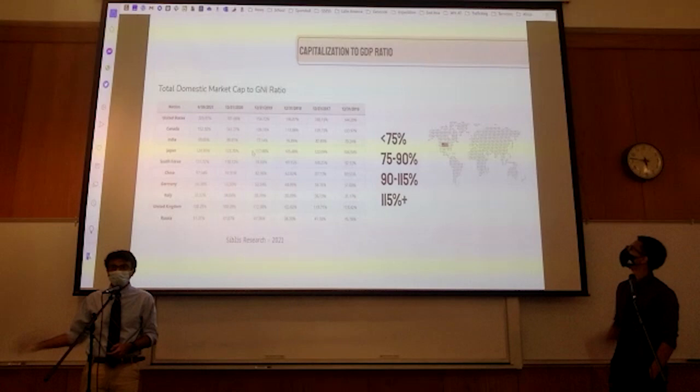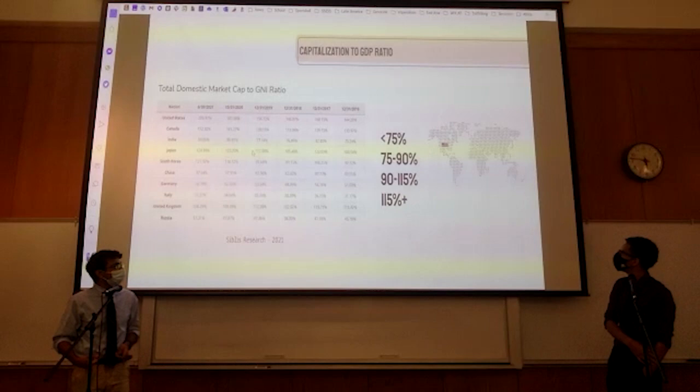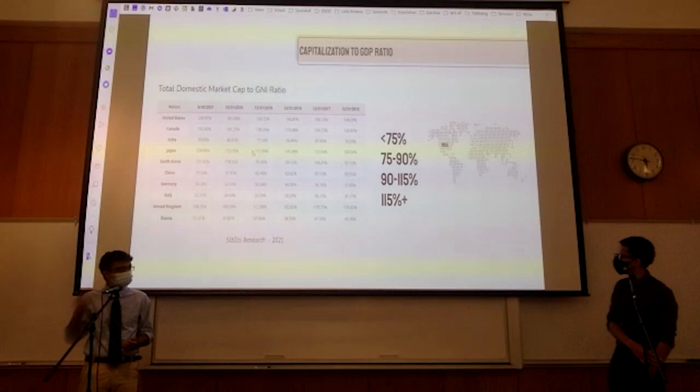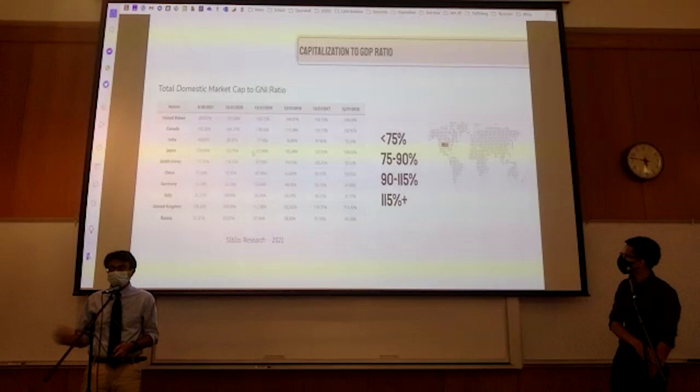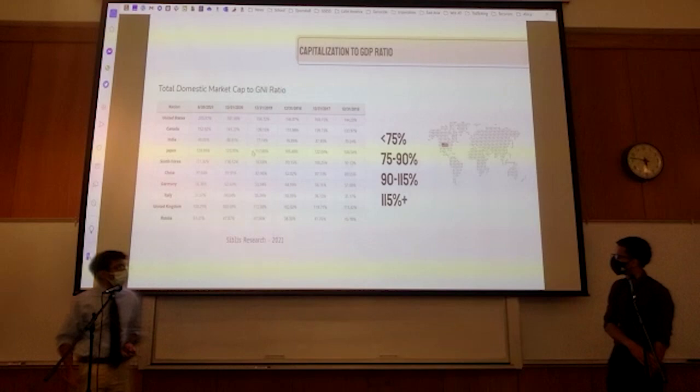You see that I have four brackets listed on the right side here. A capitalization to GDP ratio of lower than 75% generally shows that a capital market in a nation is grossly undervalued. 75 to 90% means the market is fairly valued. 90 to 115% means that it's slightly overvalued, with 115 plus percent meaning it is horribly overvalued. I'll let that 205.97% at the top sink in for a second.